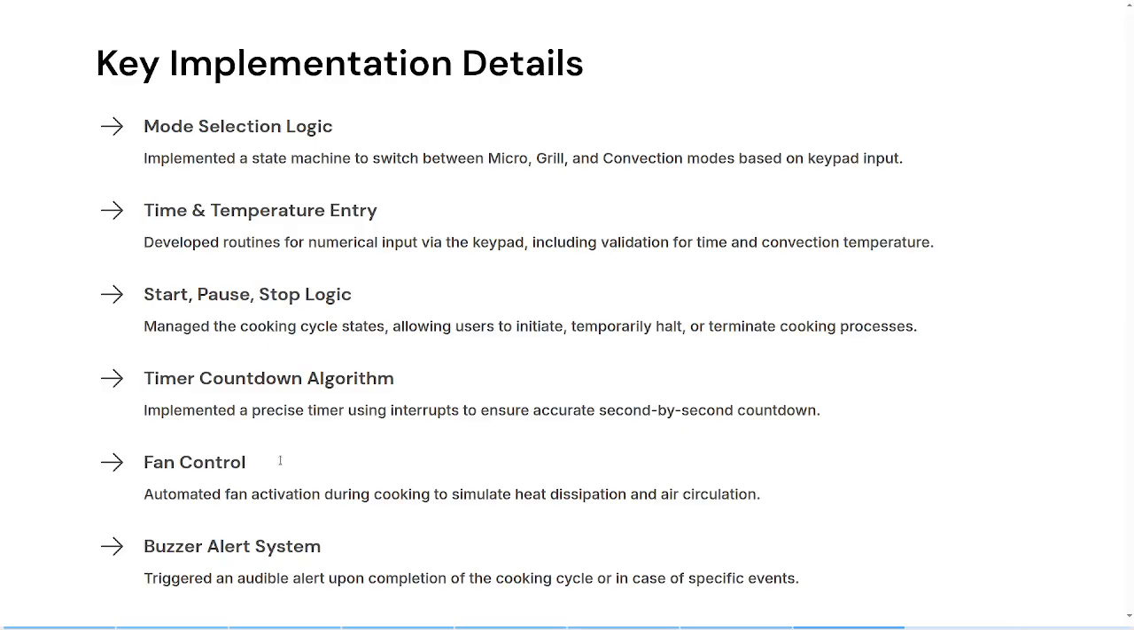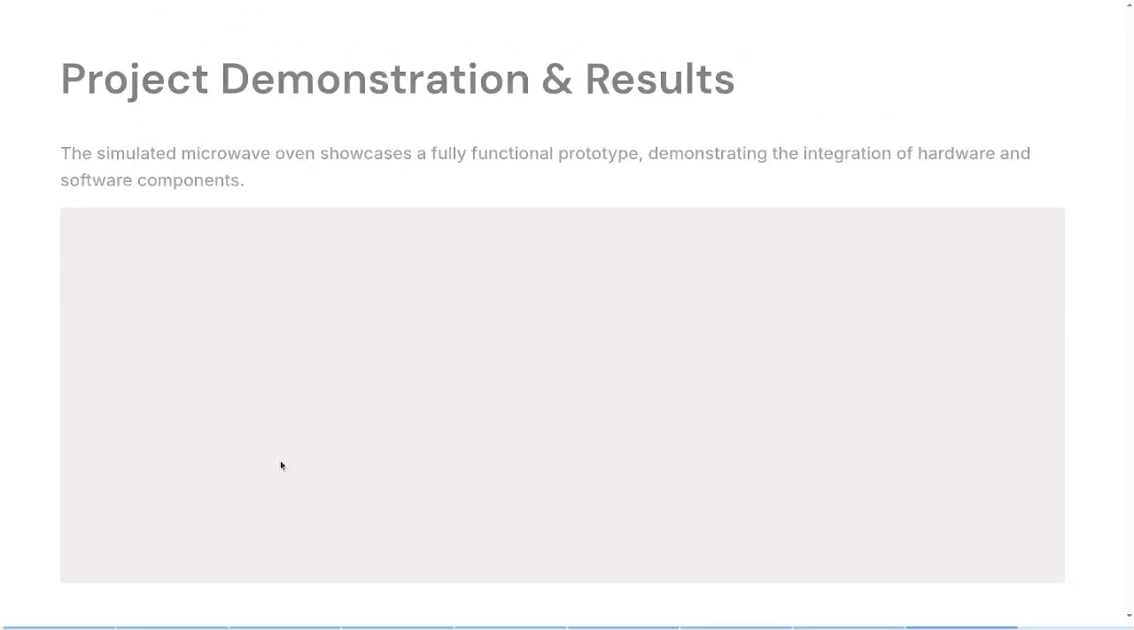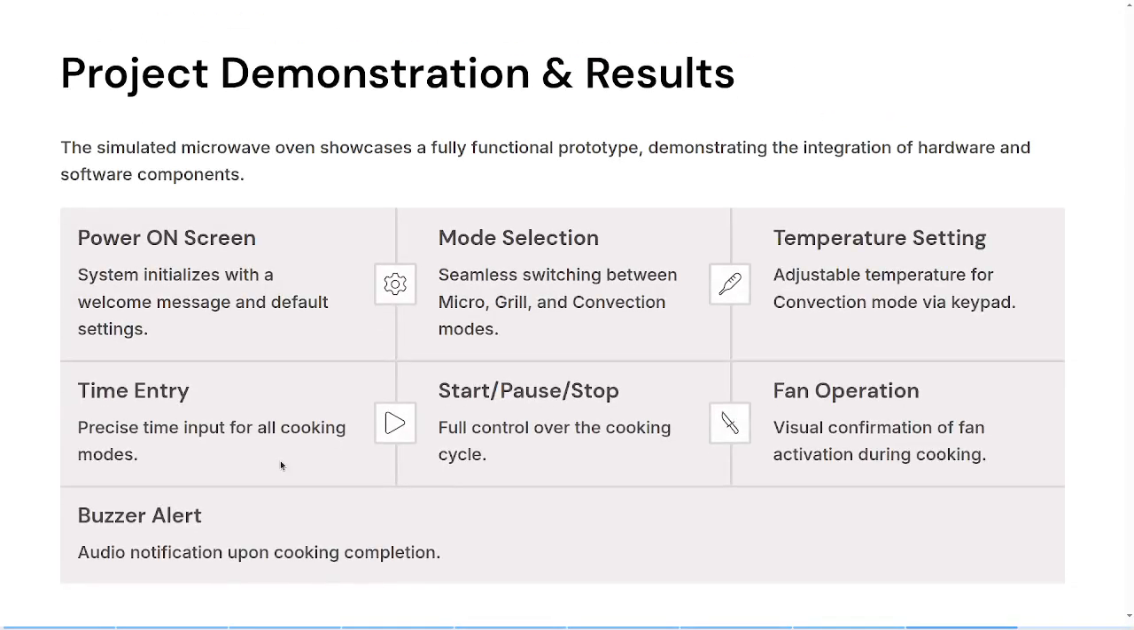And the fan controller: the fan is used to simulate the heat dissipation, to simulate the cooking. When the microwave is on, the fan is on. When the microwave is off, the fan is off. And last, the buzzer is used for the finishing: once the cooking is finished, the buzzer is on.